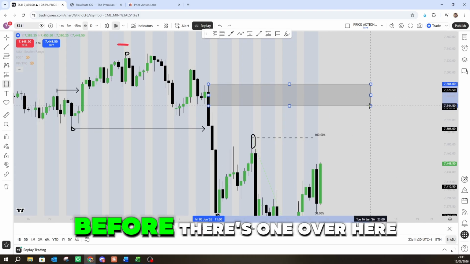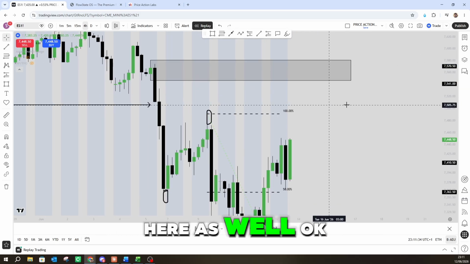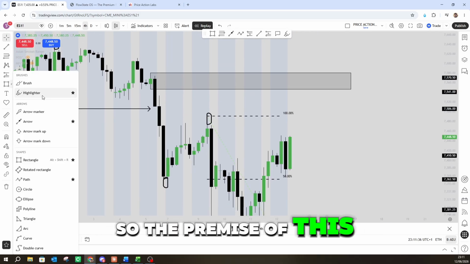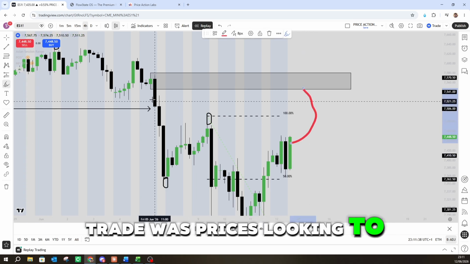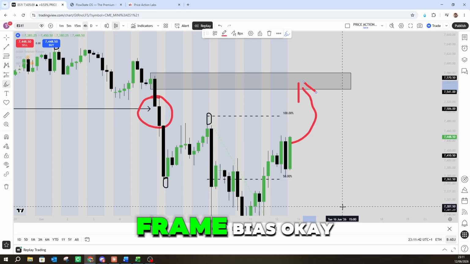So I choose the candle before. There's one over here. There is also one up here as well. Okay, so the premise of this trade was price looking to rebalance this area of inefficiency. That was the higher time frame bias.